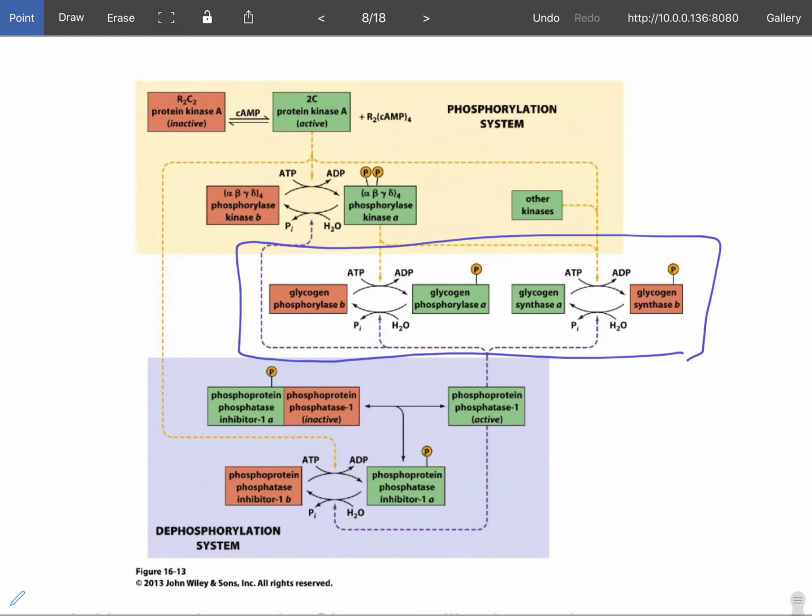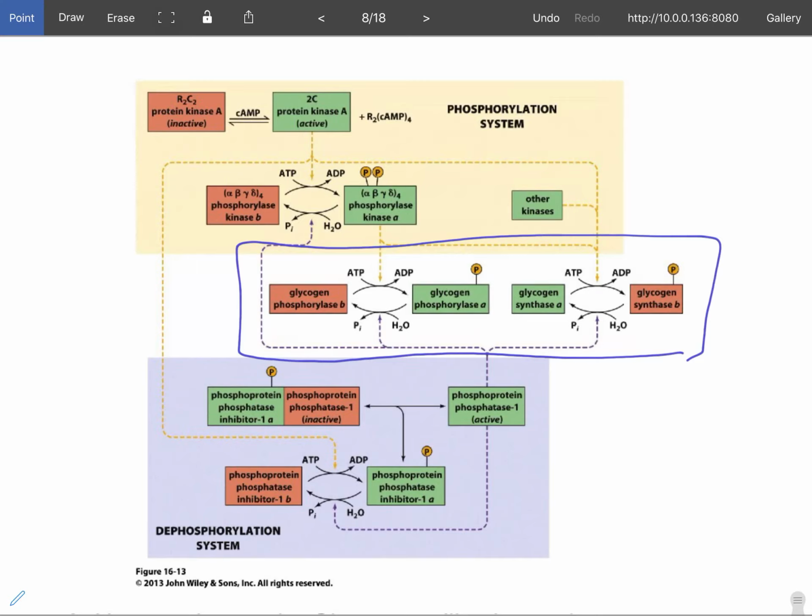And so that's sort of the key part here, is that there are kinases that are acting to add phosphate groups, and there are phosphatases that are acting to remove phosphate groups. And then the removal or addition of phosphate groups has opposite effects on the phosphorylase versus the synthase. And so we have a phosphorylation system up here whose job it is to add phosphate groups, and we have a dephosphorylation system whose job it is to remove those phosphate groups.